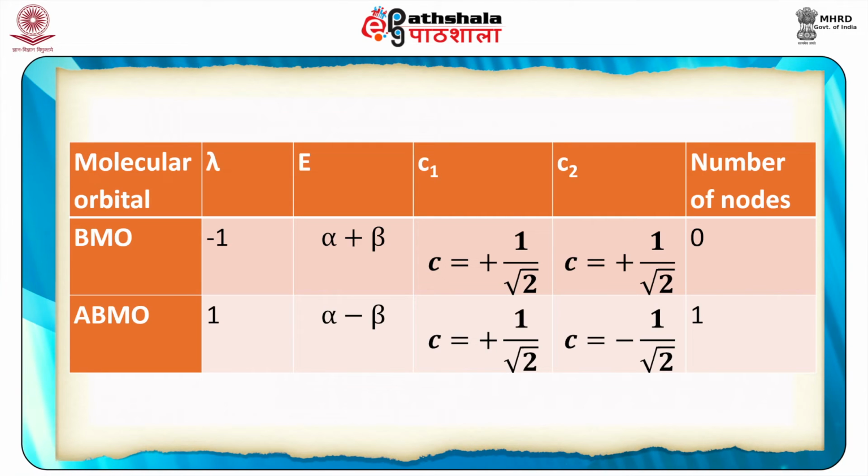In contrast, in the case of anti-bonding molecular orbital, lambda was equal to 1 and the corresponding energy of the pi molecular orbital is alpha minus beta. The values of the corresponding coefficients as we have calculated are C1 is equal to 1 upon under root 2, and C2 is minus 1 upon under root 2. And there is one node here. So the results have been summarized here.